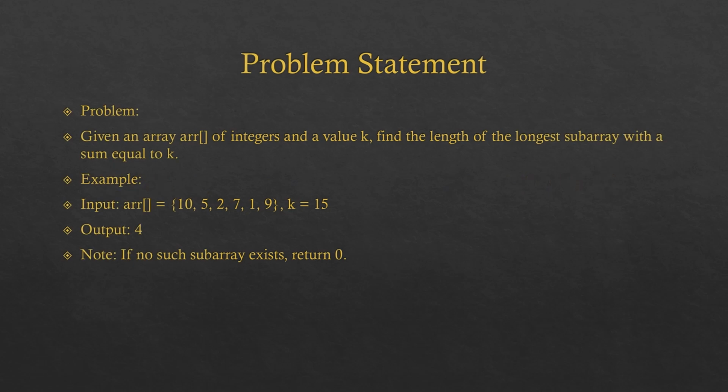The problem is simple. Given an array of integers and a value of k, we need to find the length of the longest subarray whose sum is exactly equal to k. For example, given the array with elements 10, 5, 2, 7, 1 and 9 and the value of k 15, the solution is a subarray of length 4. If no such subarray exists, we return 0.